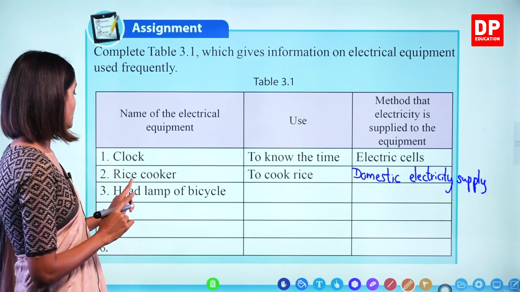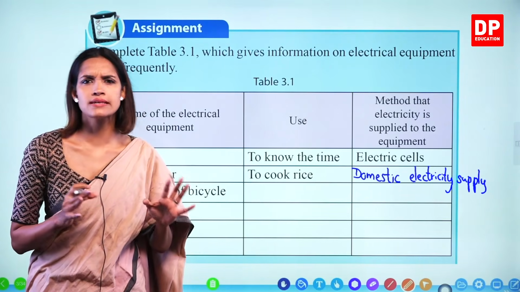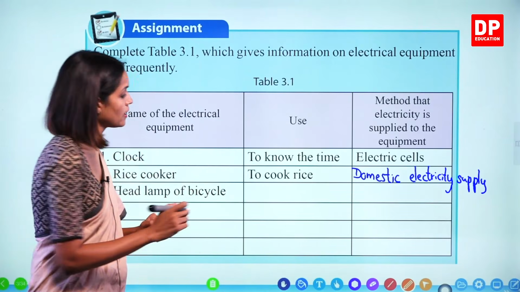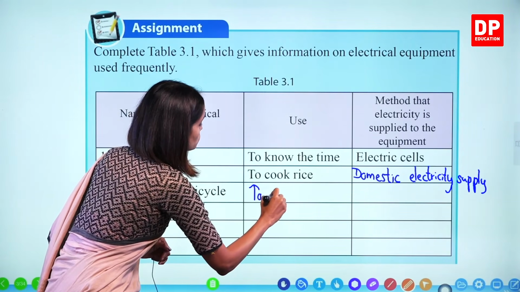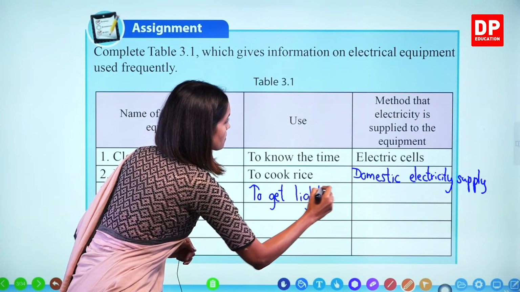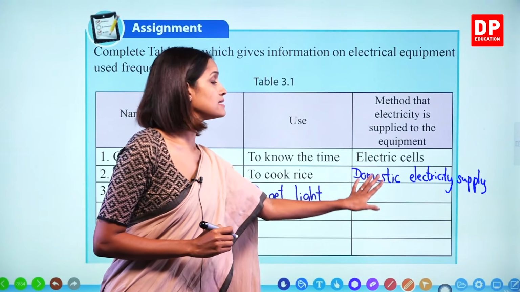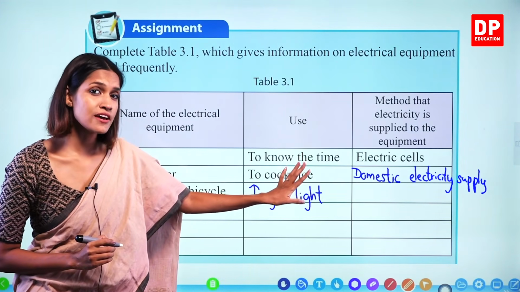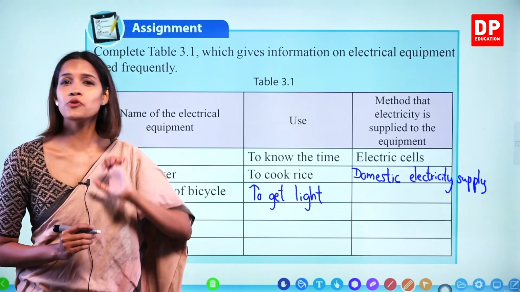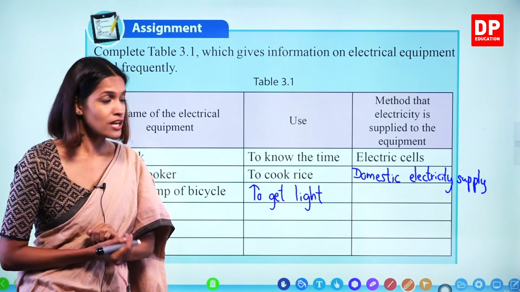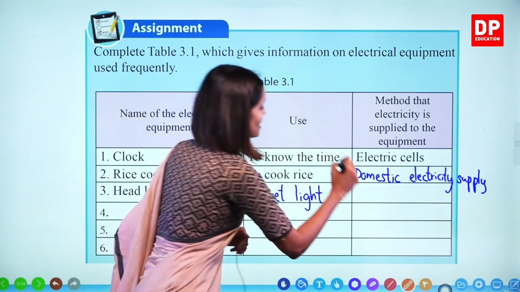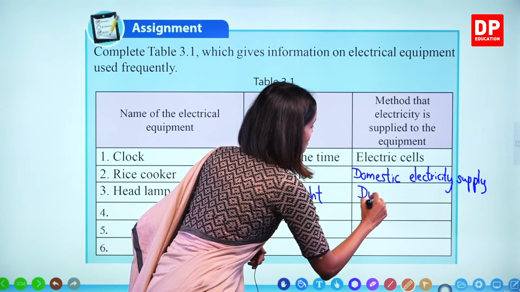Number 3, headlamp of bicycles. You all have seen some bicycles, they have a headlamp. So what is the use? To get light. Okay. What is the method that electricity is supplied here, children? You must have seen these type of bicycles with the headlamp, a tiny dynamo is connected. Okay, so the dynamo provides electricity to the headlight. Okay, we will write dynamo.